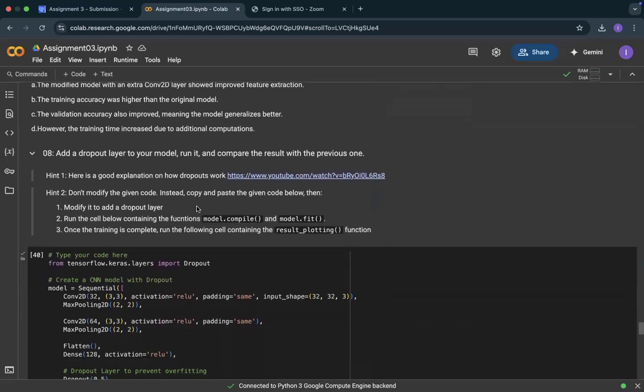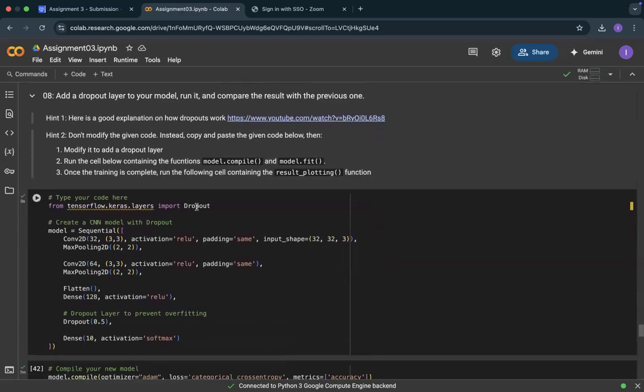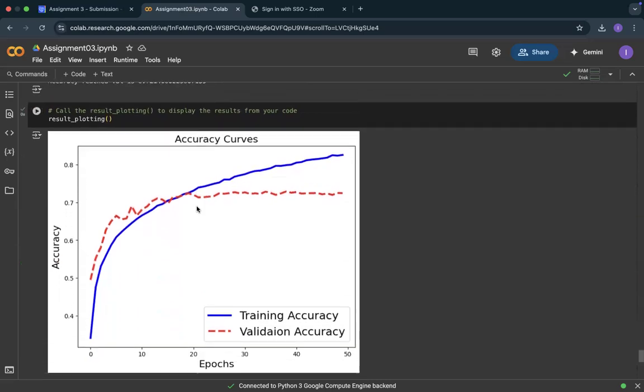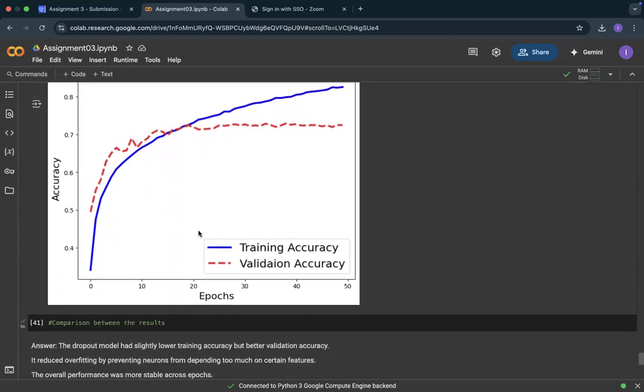Moving to question 8. Dropout for overfitting reduction. To further address overfitting, we added a dropout layer. Dropout randomly deactivates neurons during training, forcing the network to learn more generalized features. With this addition, the model became more robust, achieving a better balance between training and validation performance. This displays the result from the code.